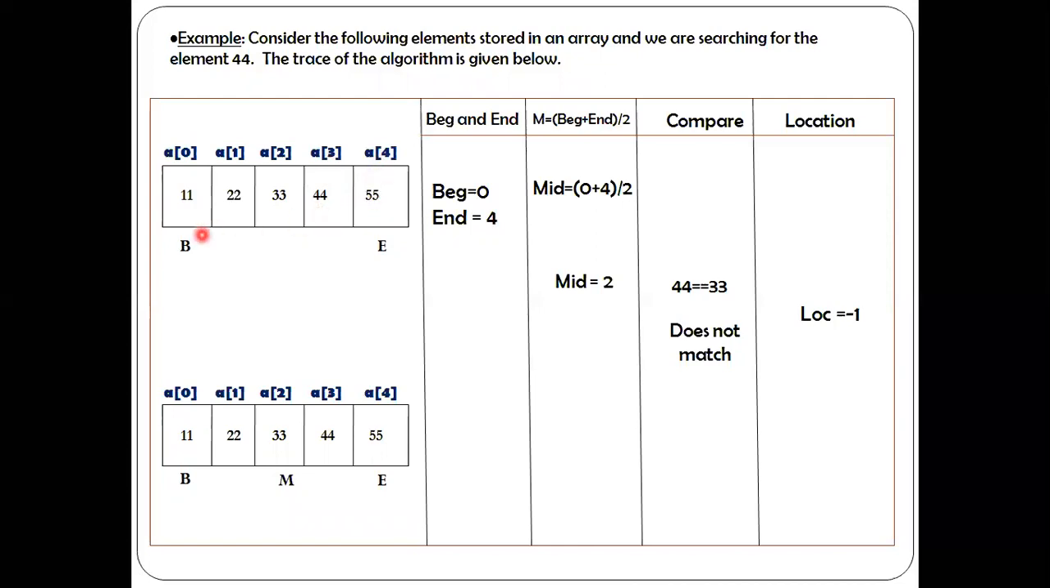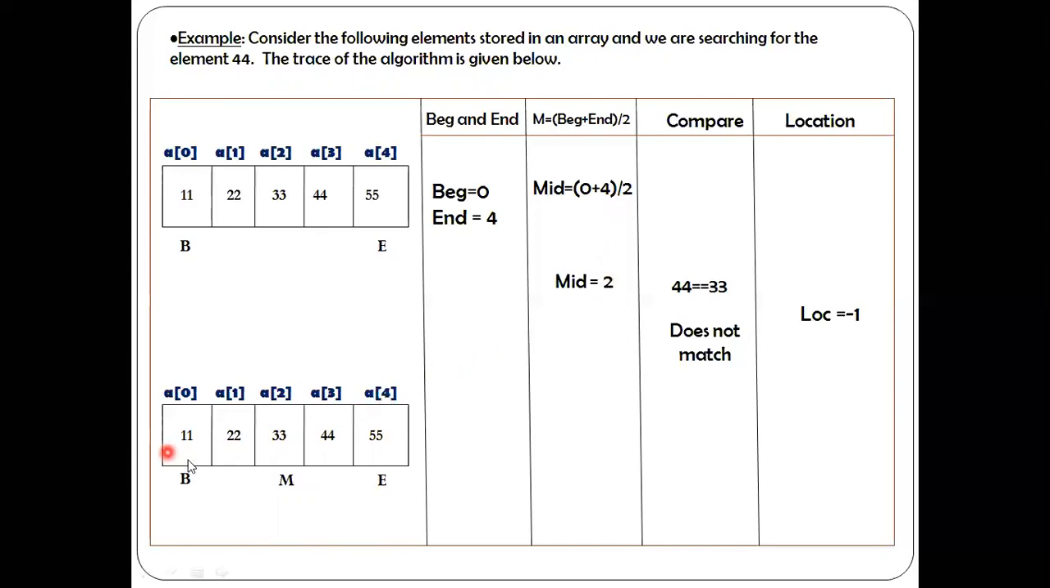Now we have just labeled here begin and end. See, look at this in the column. Begin value is 0, end is 4. That means begin is equal to 0. That means lower element position is 0, higher element position is 4. Same thing we have written here. Now we'll identify the middle element. Mid is equal to (begin plus end) divided by 2. 0 plus 4 divided by 2. Mid is equal to 2.